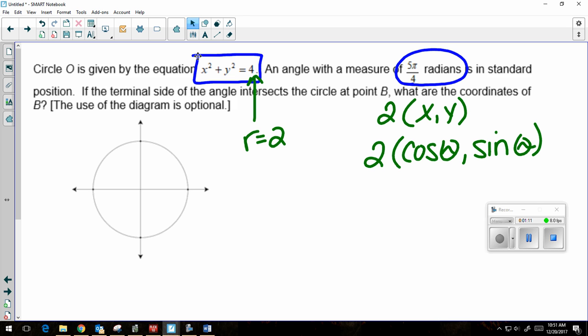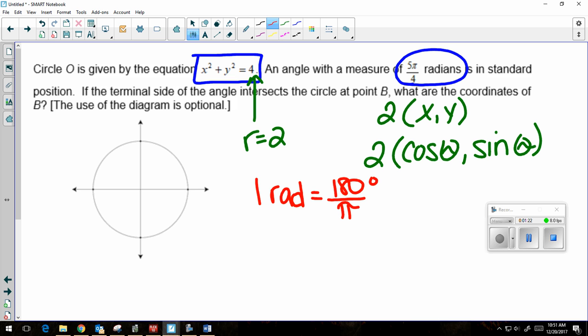So I have 5 pi over 4 radians, but I need to convert that to degrees. I know that 1 radian is equal to 180 over pi degrees. But I don't have 1 radian, I have 5 pi over 4. So I'm going to multiply the left side and the right side by 5 pi over 4. It's an equation, so I need to keep it balanced.